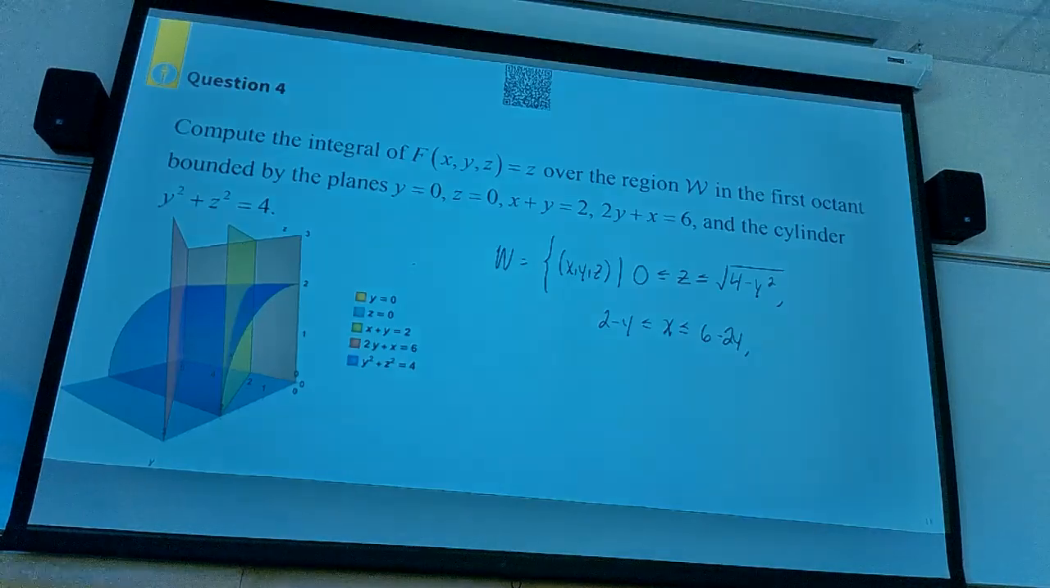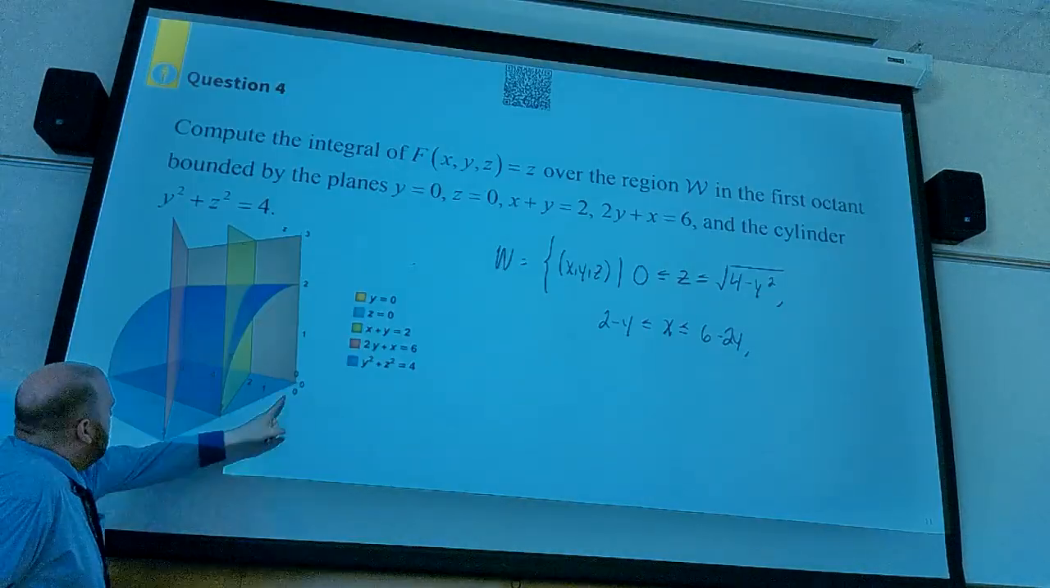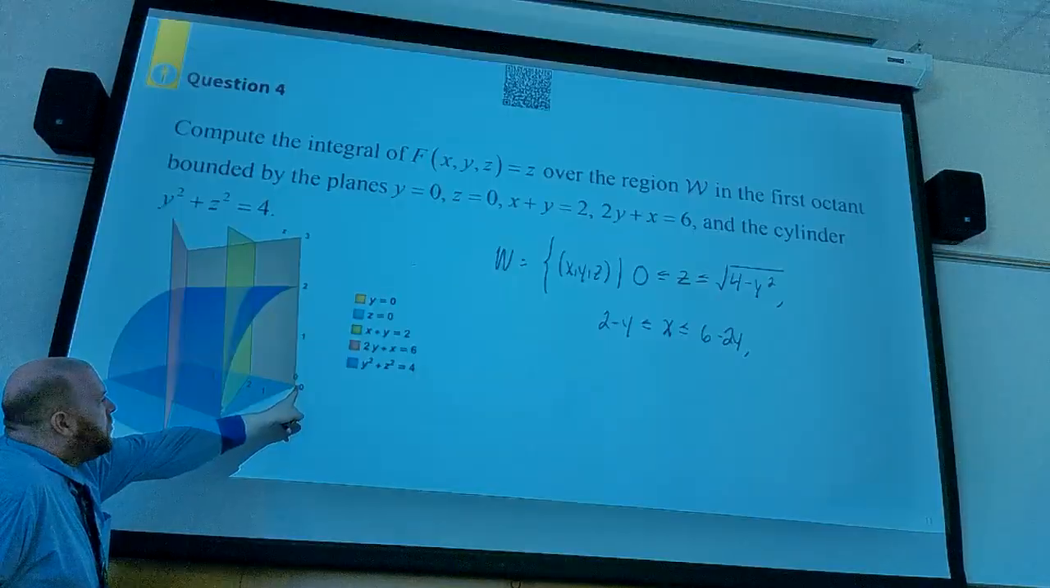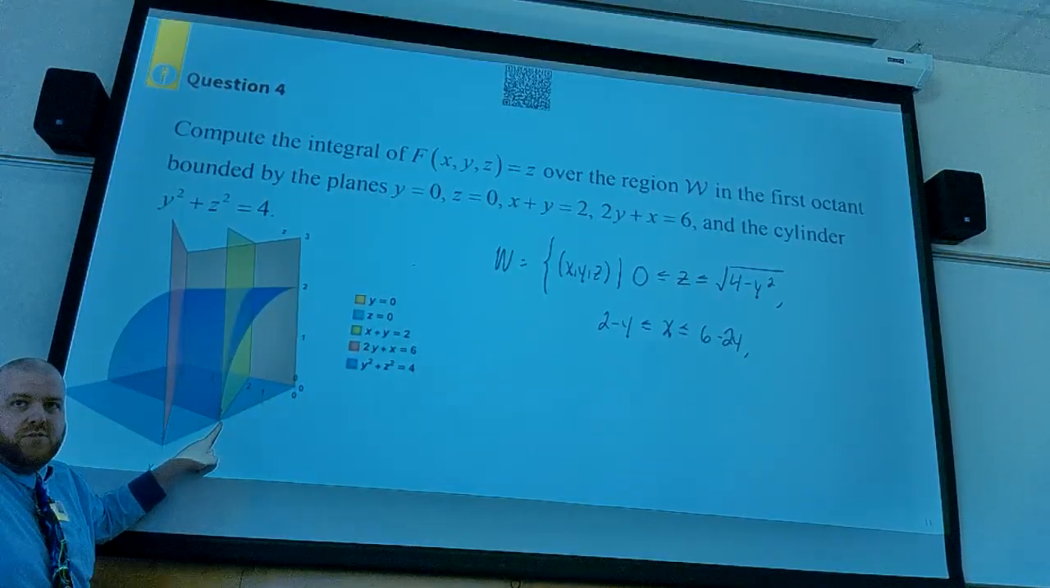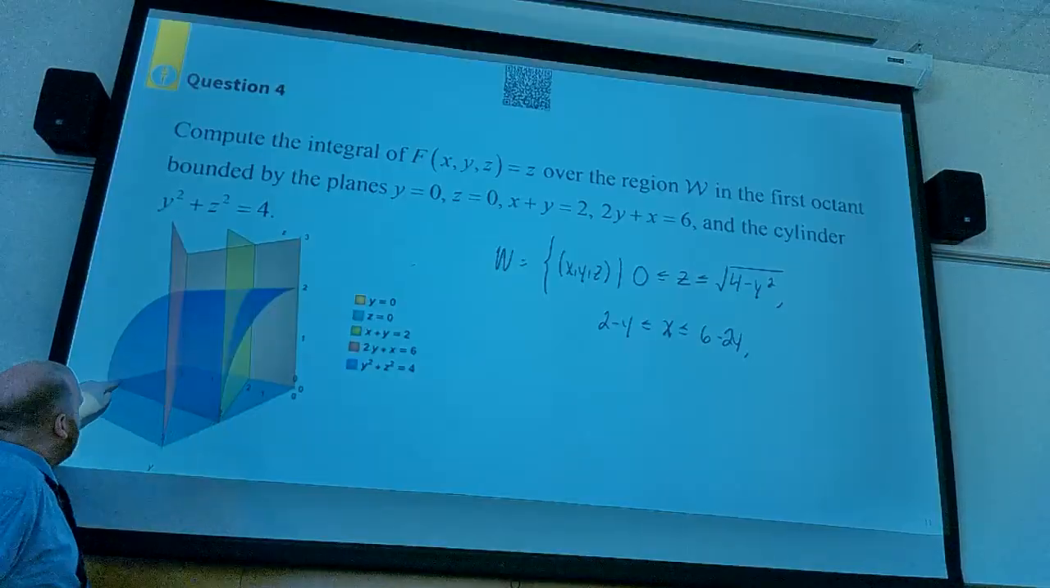And now Y is going to be a constant. The bounds for Y are going to be constants. So the region looks like it goes from 0 out to 2. Right, that's where the cylinder cuts off on the Y.